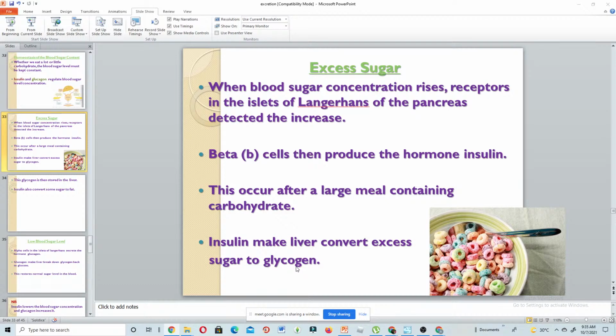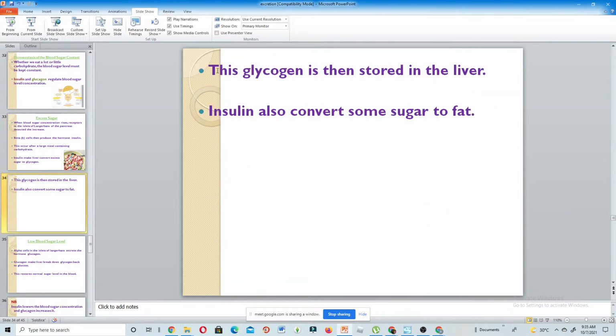Then you can tell them that it is a converted version of glucose. So they are saying that this glycogen is then stored in the liver. Insulin also converts sugar to fat. So the insulin converts the excess sugar to two things. It converts it to glycogen and it converts it to fat.